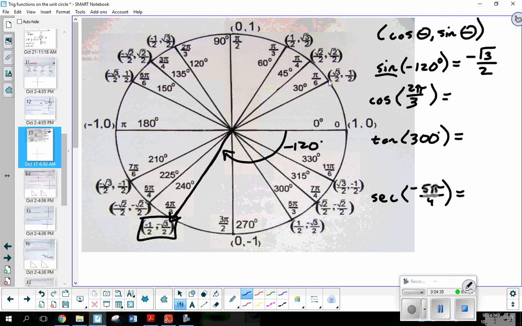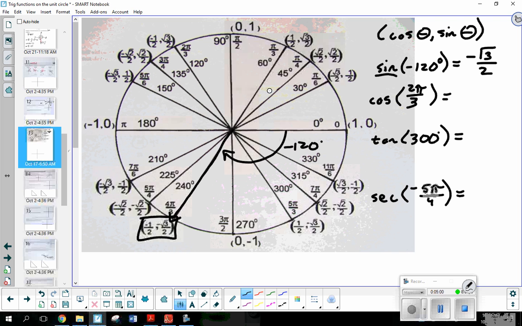There you go. What if I said, okay, I want cosine of negative 120? Negative 1/2. That would be the x value at that location. What if I said, okay, I want sine of 240 degrees? See, it's still negative square root of 3 over 2. Okay. Doesn't matter what the angle measure is. If it's the same location, you're going to be dealing with the same point.